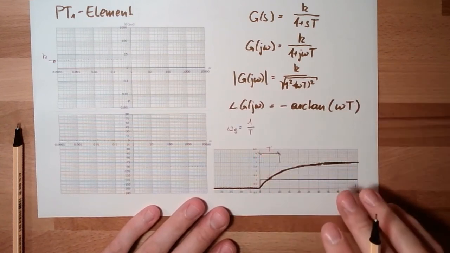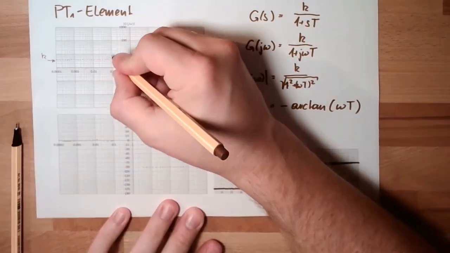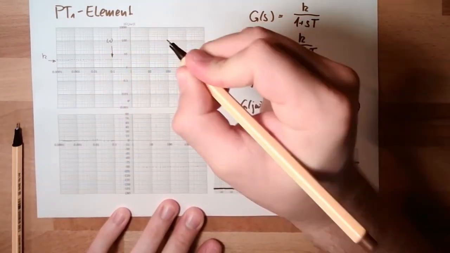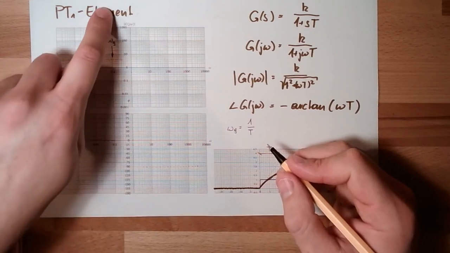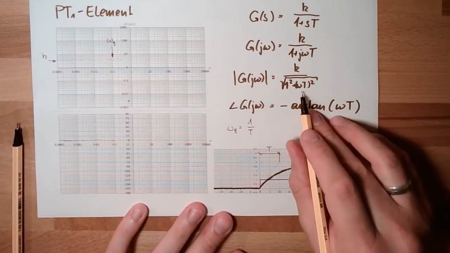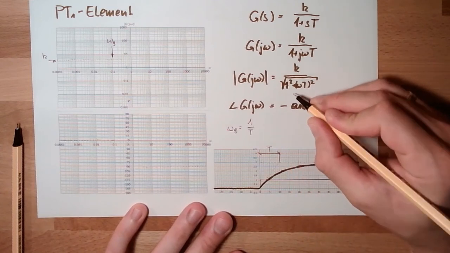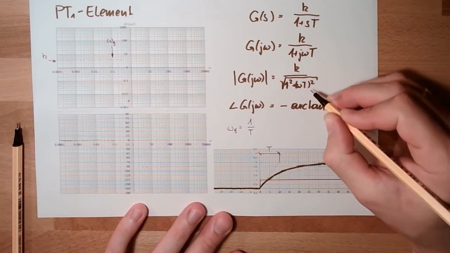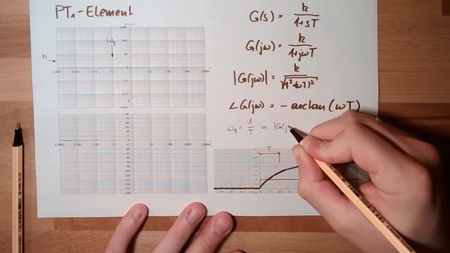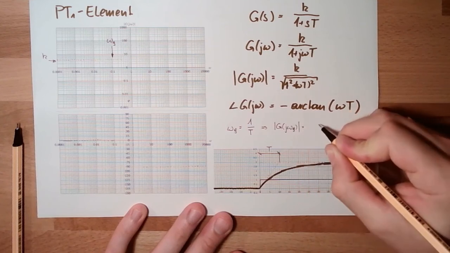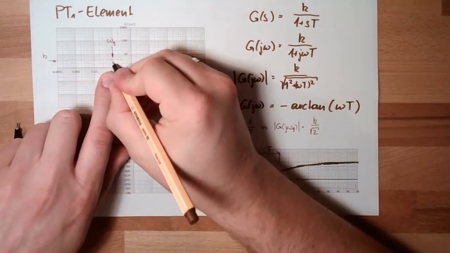What does it mean? Here we have T equals 10 seconds, so we have here this omega g, 1 divided by T. This is this line here. If I set this in here, here it's 1 plus, here is then also 1, so it's 2. So the absolute value at this point is K divided by the square root of 2. So it will be somewhere here.